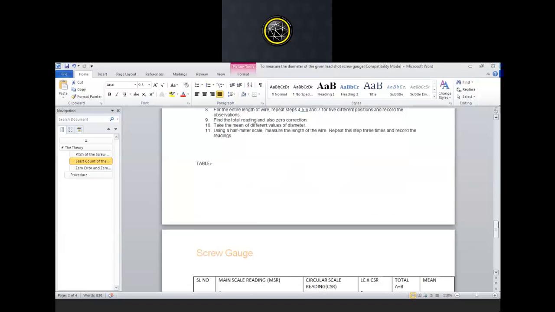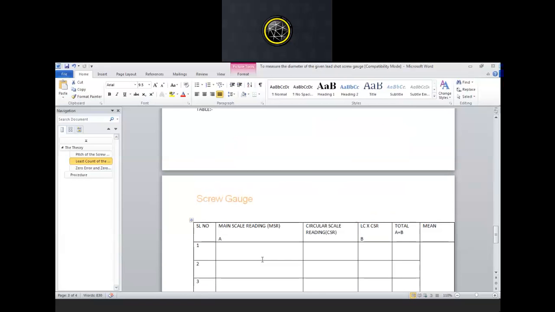In the table, how do we keep the record? See, main scale reading was 2.5, right? Circular scale reading was 38 we got. Now find B. How to calculate? CSR into LC. CSR, this one; LC means least count. Least count multiplied by circular scale reading. Do it and tell me.